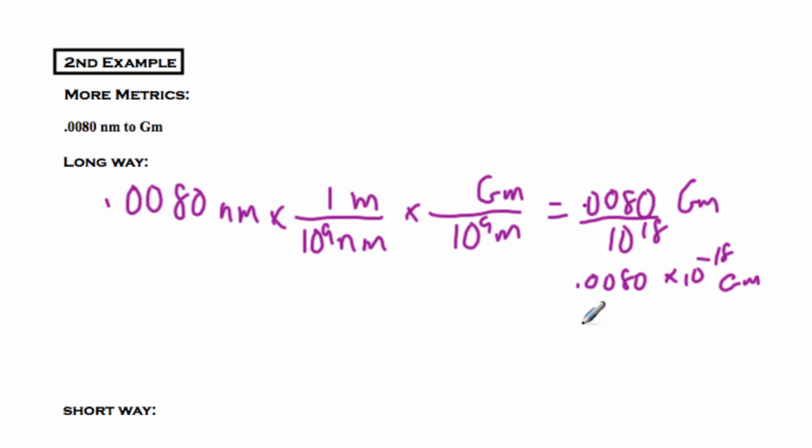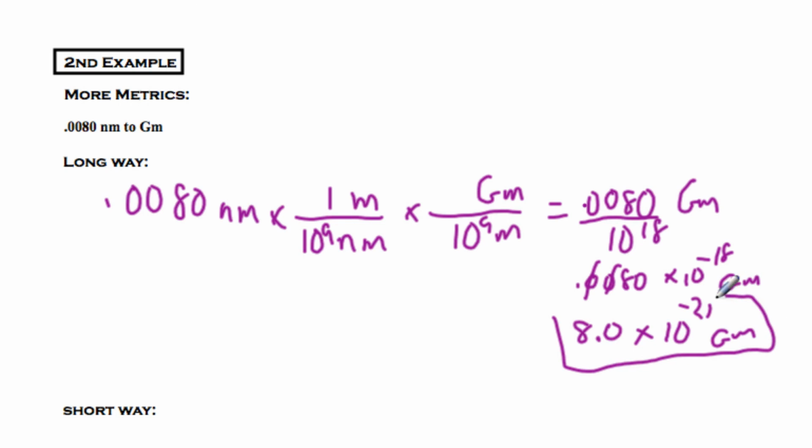gigameters. And now let's write it in terms of scientific notation. We have two significant digits. These two are not significant because they're zeros, a number less than 1 immediately to the right of the decimal place. And the 8 here is significant. This is significant, so we have 8.0. Going from 0.008 to 8.0, we made it larger by 3 decimal places. Therefore, we should make this smaller by 3 decimal places, and we get times 10 to the minus 21 gigameters. And that will be the answer.